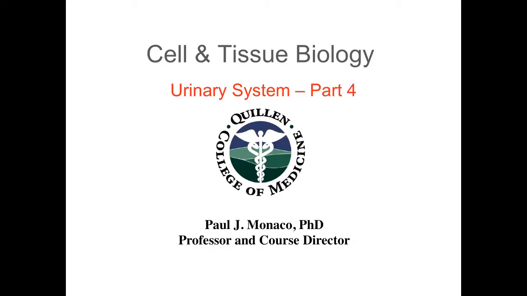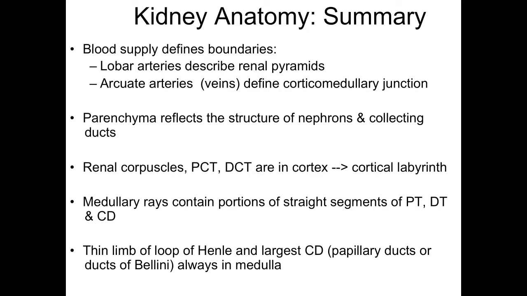In this podcast, we're going to talk about the glomerulus and filtration. Before we start that, this is just a summary of what we've already said with respect to the kidney. Blood supply defines the boundaries in the kidney, so lobar arteries describe the renal pyramids, the arcuate arteries, and of course veins define the corticomedullary junction.